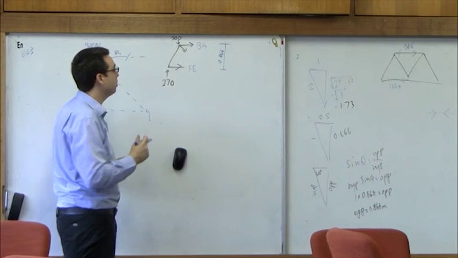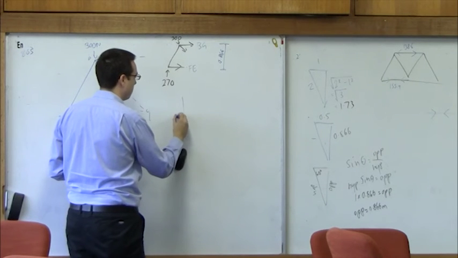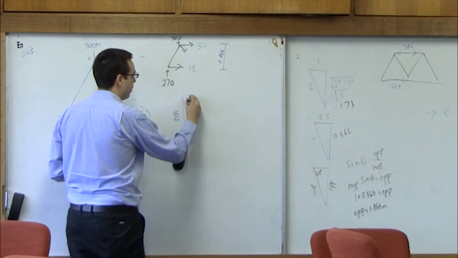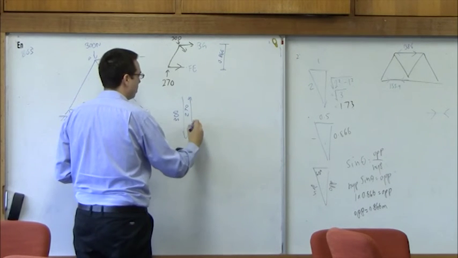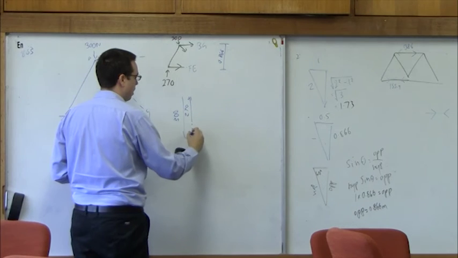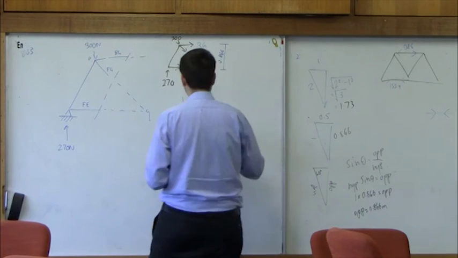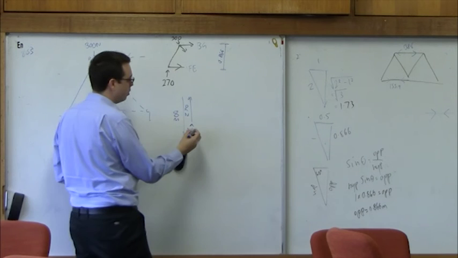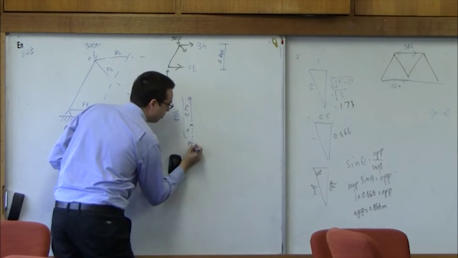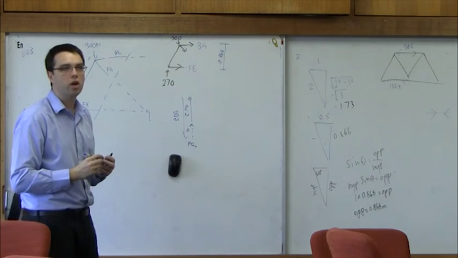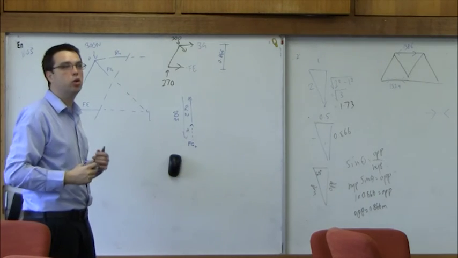So let's find out what that vertical component FG needs to do. What does FG need to deal with? Okay, we've got 300 going down. We've got 270 going up. How much is left? 30. Okay, so we need to have an extra 30 going up. That's what's missing, an extra 30 going up. So that 30 going up needs to be done by the vertical part of FG. FG needs to take 30 going up.